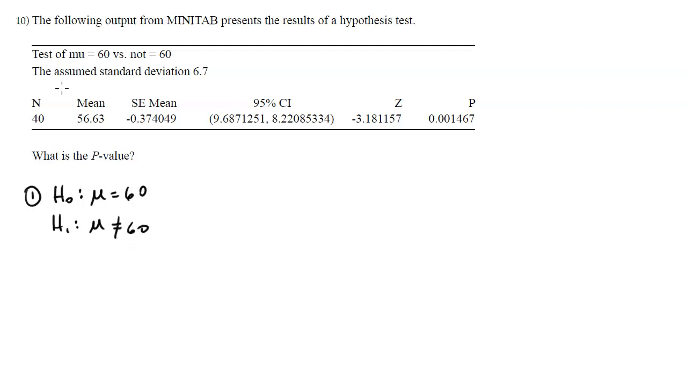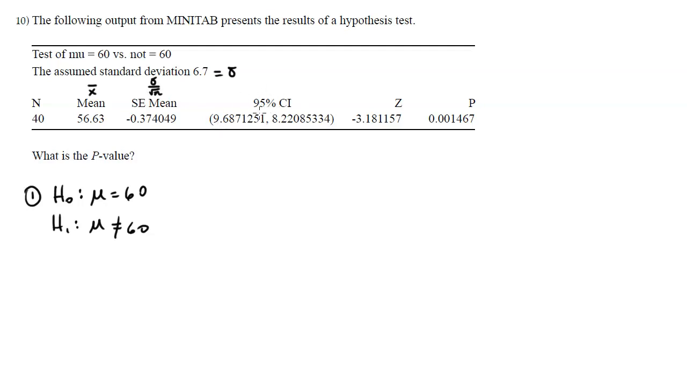What else does it give us? It gives us the assumed standard deviation. That's sigma. N, it gives us the mean, right? This is the sample mean. The standard error of the mean, right? That's sigma divided by the square root of n.